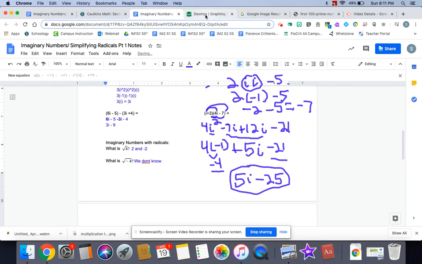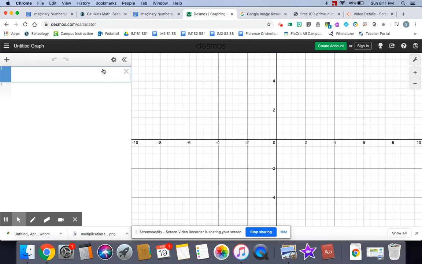If you go over to a graphing calculator, like Desmos here, and you try to type in, let's see, square root of negative 4. That didn't work.